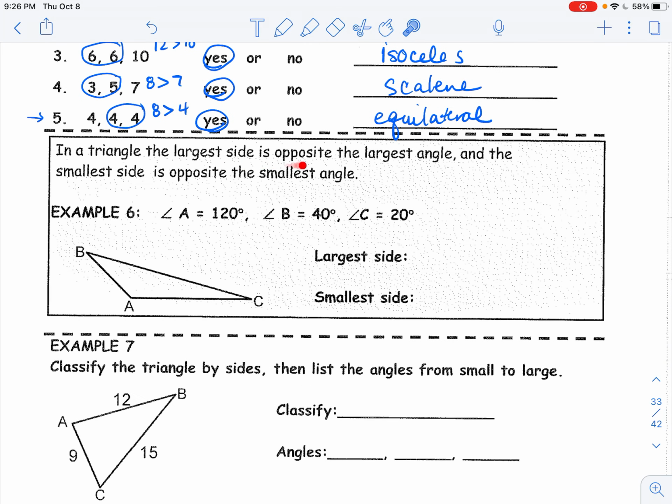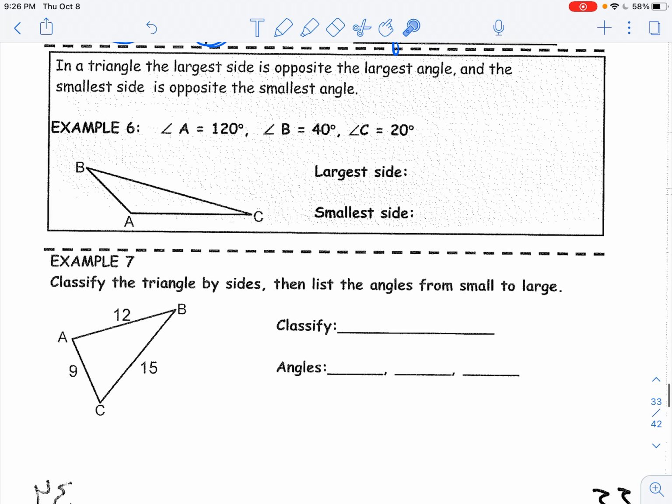In a triangle, the largest side is opposite the largest angle, and the smallest side is opposite the smallest angle. And so we're given some angle measures. A is 120, B is 40, and angle C is 20 degrees. So we can see that angle C is the smallest angle. It is opposite, you have to go across the triangle, to the smallest side. The smallest side is side AB. Angle A is the largest angle, and it is opposite the largest side, and that is BC.